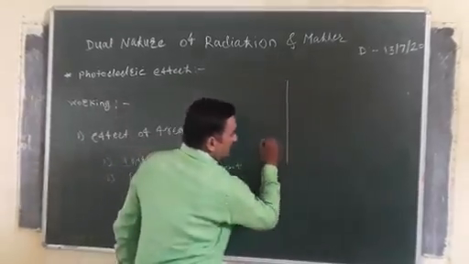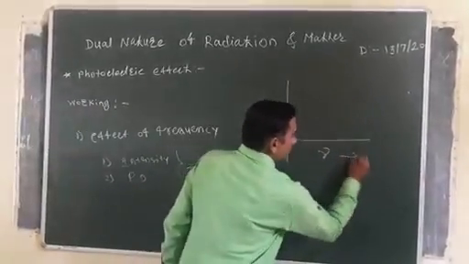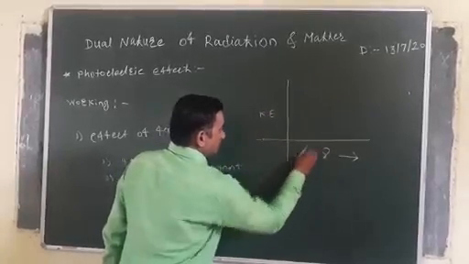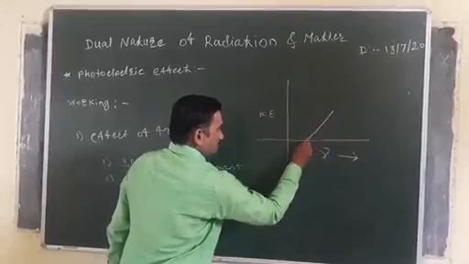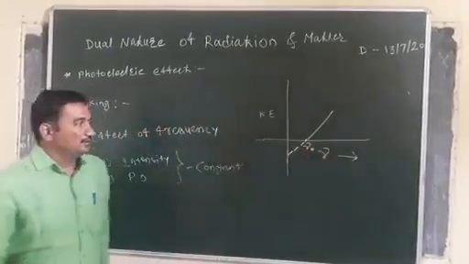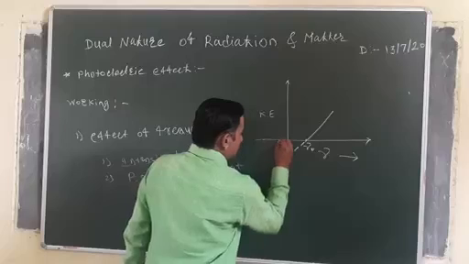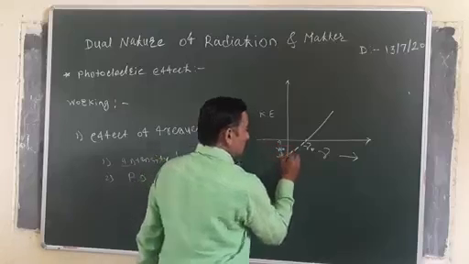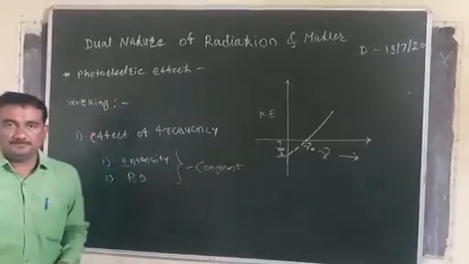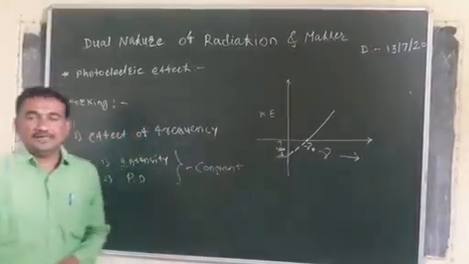Simply, if we plot a graph between the kinetic energy and frequency of incident radiation, this is the frequency, this is the kinetic energy. Nu zero is the threshold frequency, and this is the value of the work function. Later we will see what is meant by work function and what is meant by threshold frequency. If we plot the graph of effect of frequency, it looks like this.